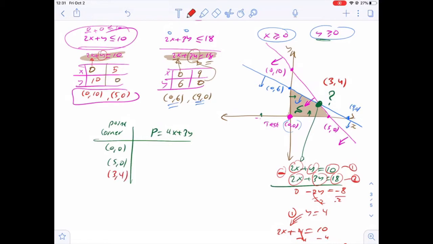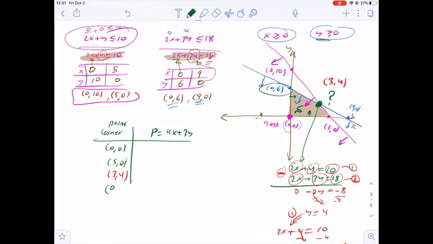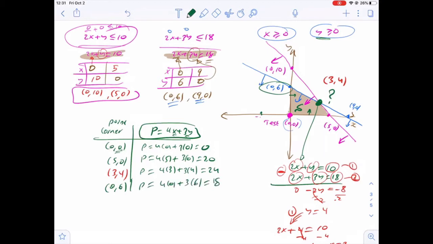We put it here. And then we continue. We have (0, 6) as well. And then we plug these points into the objective function P. So when x equals 0, y equals 0 here, we get 0. When x is 5 and y equals 0, we get 20. When x equals 3 and y equals 4, we have 24. And when x equals 0 and y equals 6, that is 18.